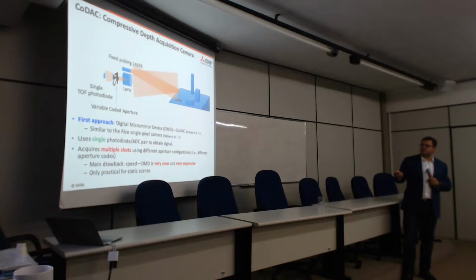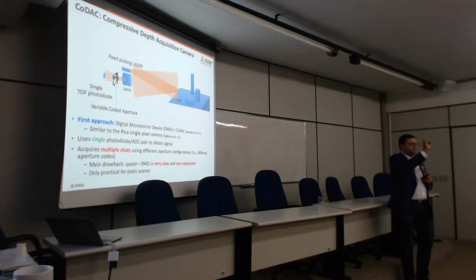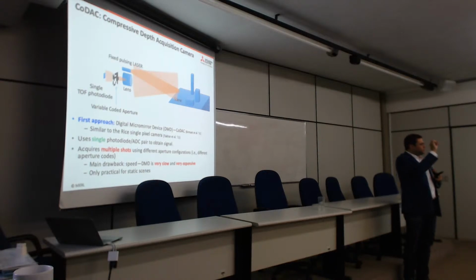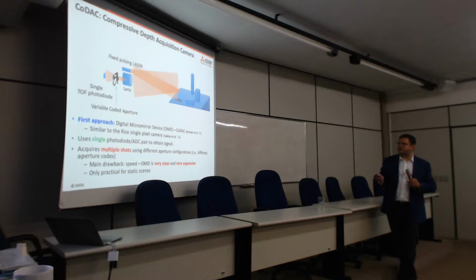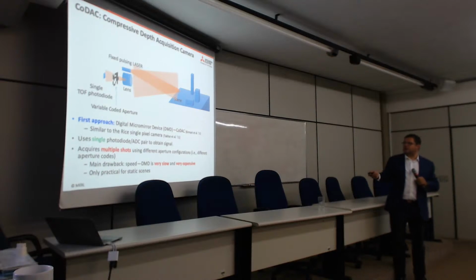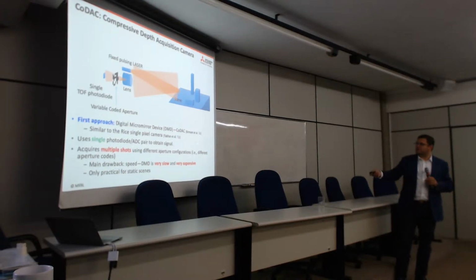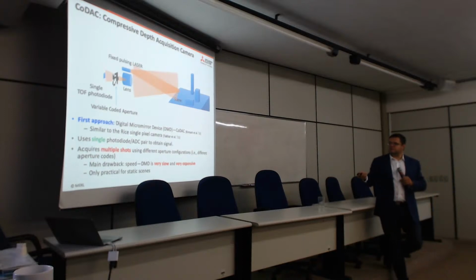The first approach was using a digital micromirror device. This is very similar to what they have in projectors. It's a small chip that has a lot of tiny mirrors that move very fast. Not as fast as we would like, but very fast. And it was called Kodak. It was done by Kirmani et al. in Vivek Goyal's group at MIT. And it's very similar to the Rice single pixel camera in terms of architecture.